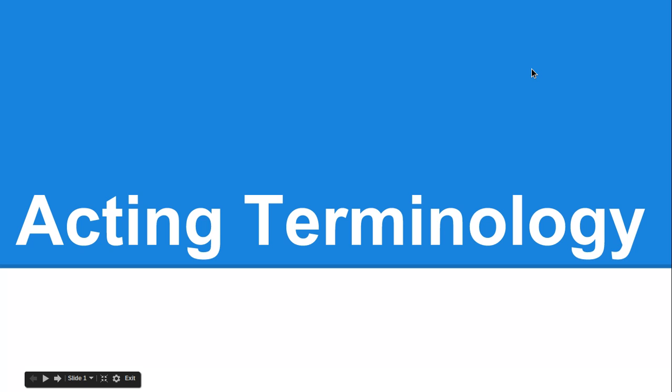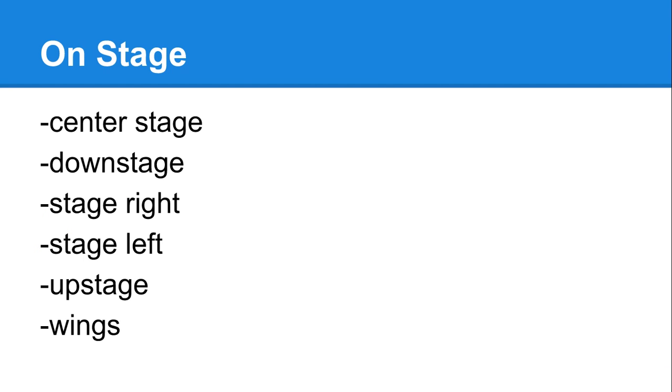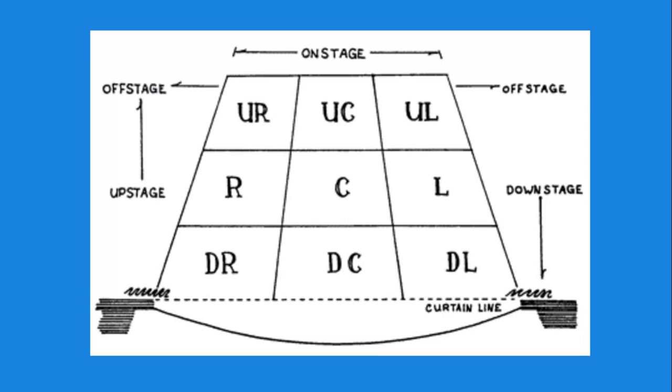Theater has a lot of unique vocabulary words associated with it, so we're going to walk through the ones associated with acting. So the first thing we're going to talk about is stage directions and different things that are on stage. So center stage, downstage, stage right, stage left, upstage, and then the wings. This diagram should help you with your stage directions. So if you're standing on stage facing the audience, that is right and left. So your right hand as you're on stage facing the audience is stage right. And then stage left is on the other side. So your left hand is going to be stage left.